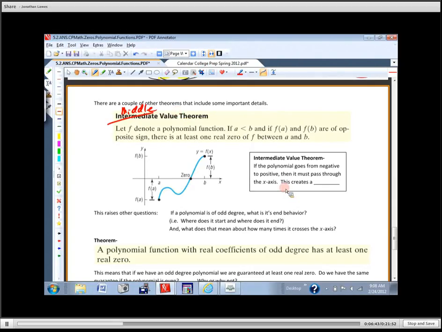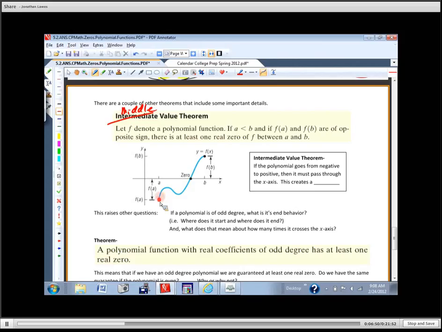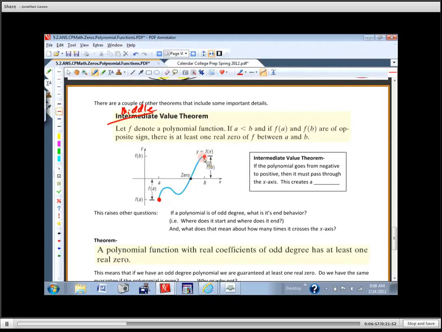Here's basically what this says. It says that if we're going from this point right here on the left to this point right here on the right, and this one is negative and this one is positive, then there's no way that we can go from here over to here without crossing through the x-axis. We're going to cover all of the values as we slide along this curve from here to here. We're going to cover all of the values on the y-axis from f of a to f of b.